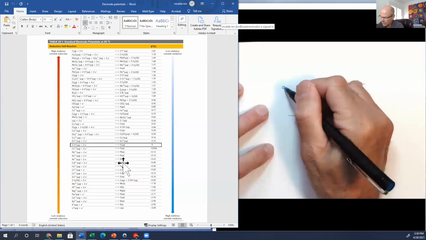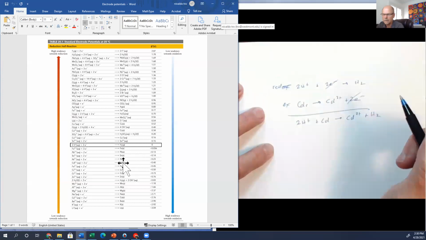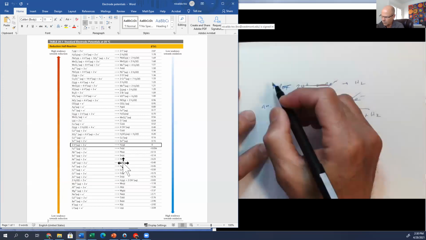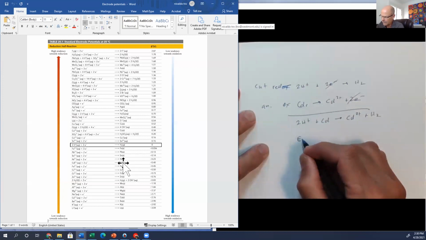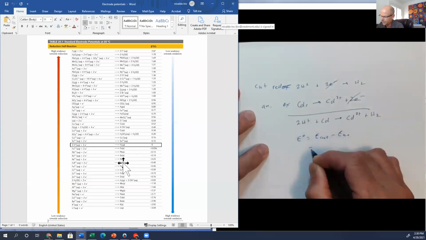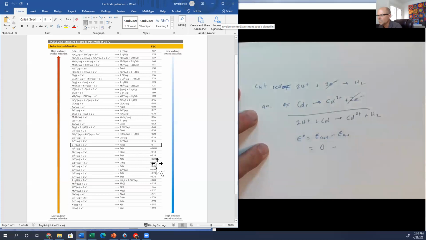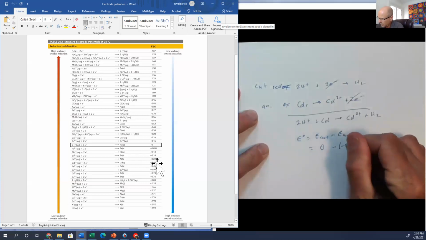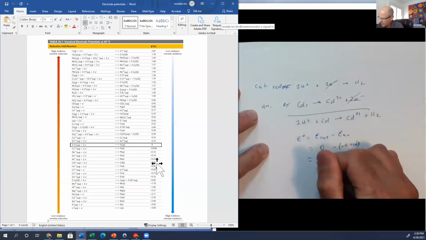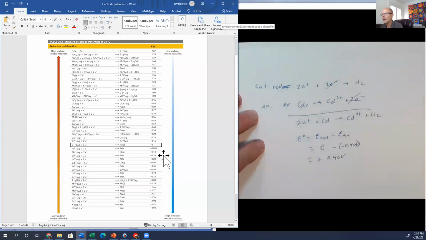Because notice this is the oxidation, this is the reduction, right? Oxidation occurs at the anode, reduction occurs at the cathode, and E0 is equal to E cathode minus E anode, which is equal to 0 minus E anode, which would be minus negative 0.40. So it becomes plus 0.40 volts. So that's why any reaction in the forward direction is spontaneous when paired with the reverse of a reaction below it.